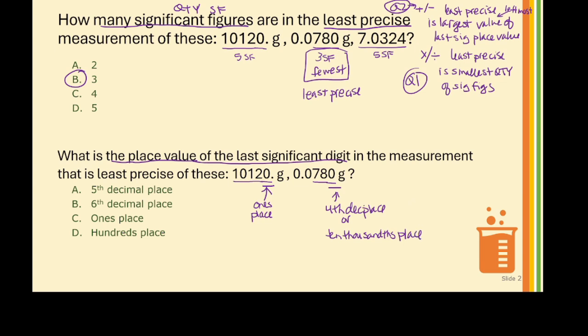4th decimal place is a little bit easier to say. Okay, so which one is larger? This one is the larger place value. So this one is the least precise. And so in this case, I'm going to say the ones place. So again, this would be the method we would use for plus or minus operations. And this would be the method we use for multiply or divide operations.